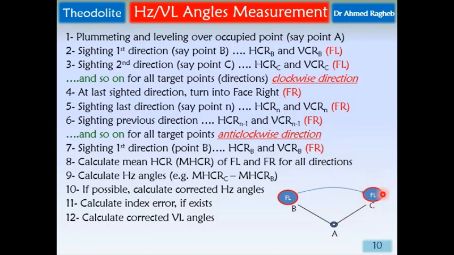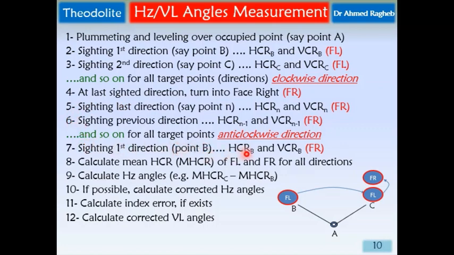At the last point, after you finished and got the readings that you want, at the last cited direction, turn from face left to face right. How? By rotating the alidade 180 degrees and rotating the telescope 180 degrees. Start again, taking the readings for point C, or for the last cited direction, HCR and VCR, and then go backwards in an anti-clockwise direction to all points until you return back to the first direction.